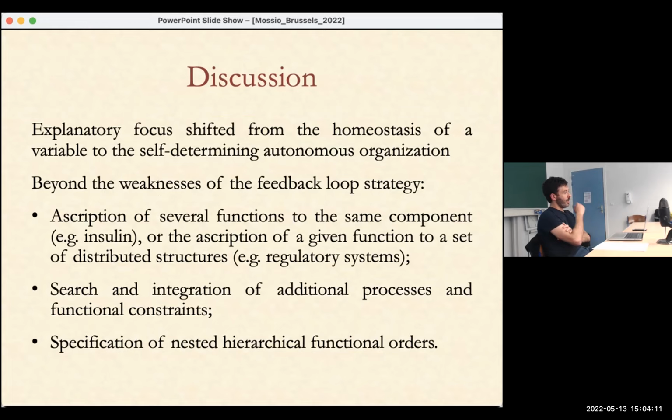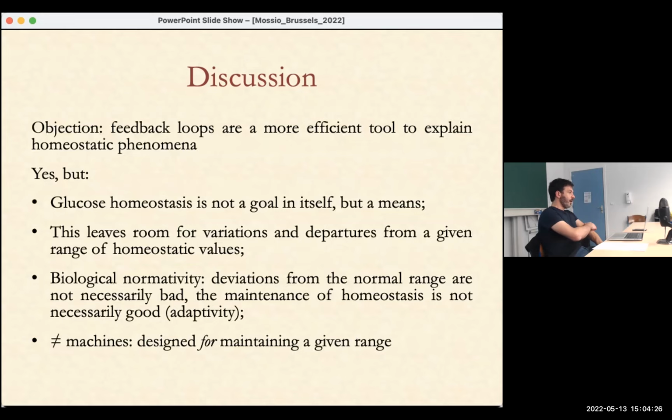And one important point, quite the focus of this paper, is that there seems to be a way to provide a theoretical specification of nested hierarchical functional orders. Objection: feedback loops are a more efficient tool to explain homeostatic phenomena. If what you want to explain is the homeostasis of glucose, feedback loops could be enough. And why bother with making something much more complex?